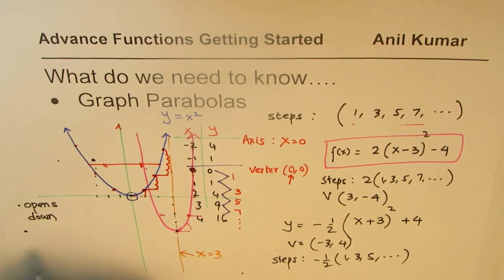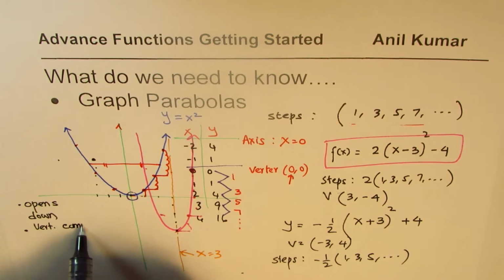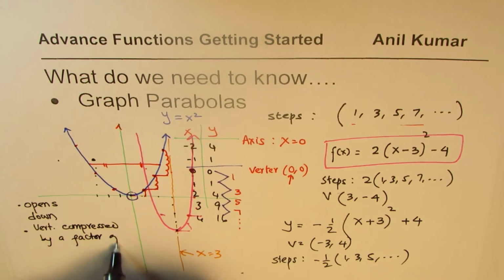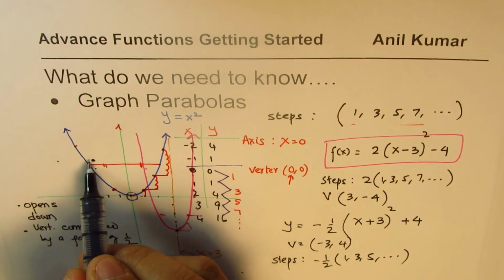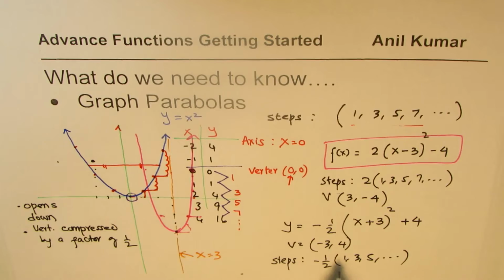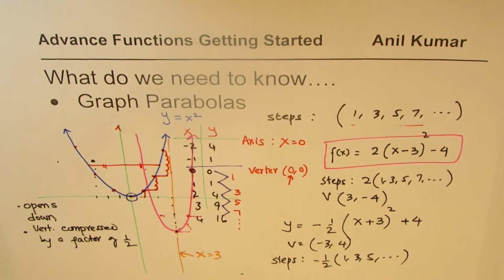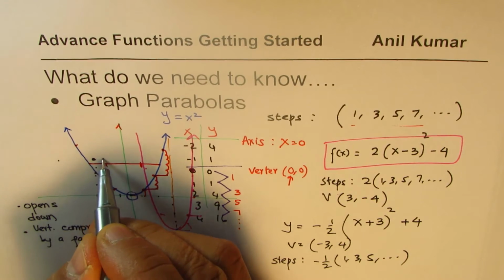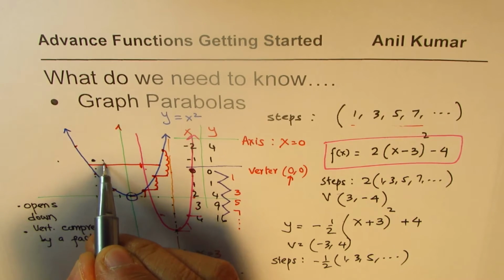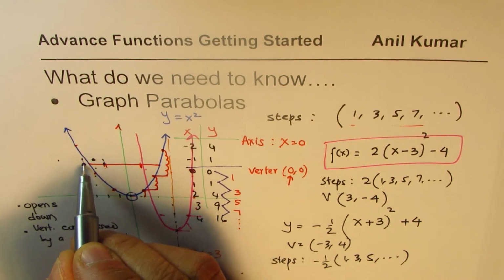And what else do we have? It is vertically compressed. It is vertically compressed by a factor of half. Is it okay? So it is opening downwards. Vertex is at (-3, 4). So if you move one step to the right, let me use another color, you don't go 1 unit down, but you go half unit down. So one step to the left, half unit. So you get this point.